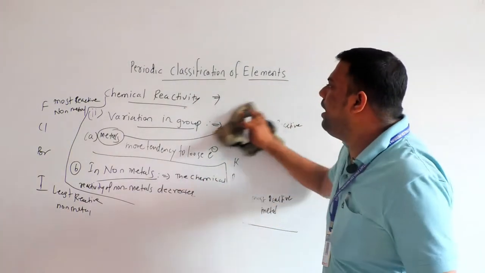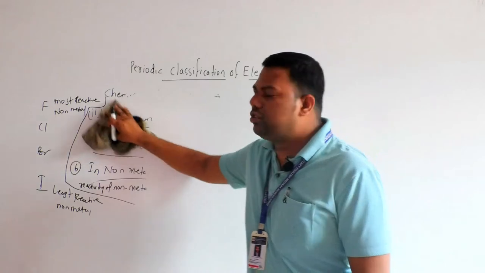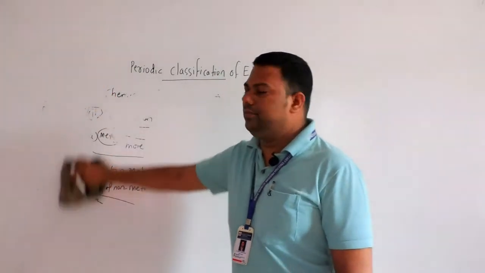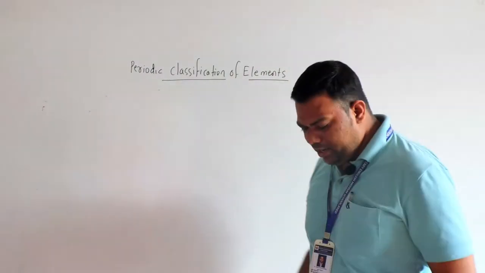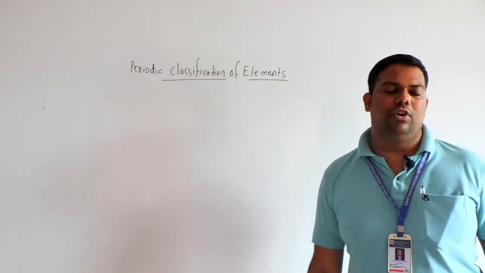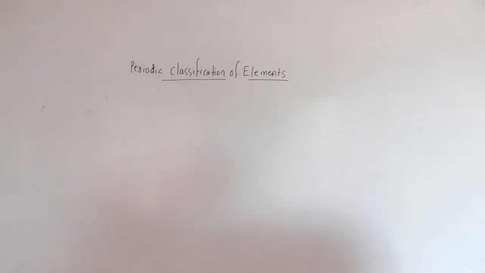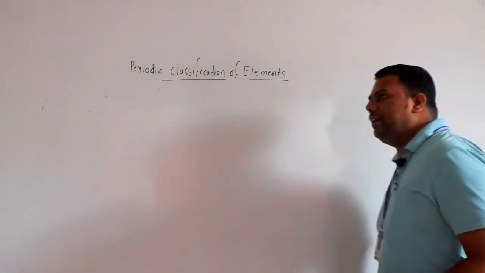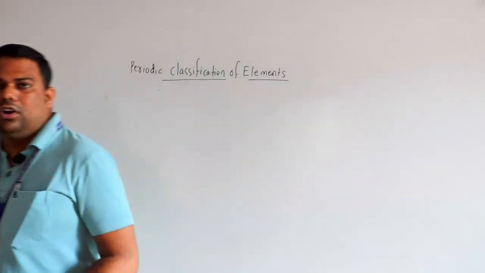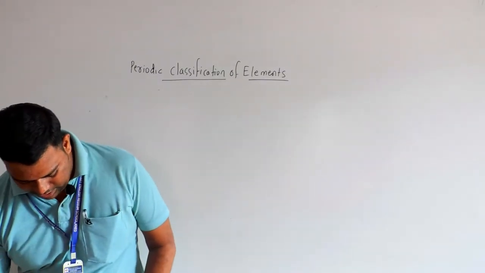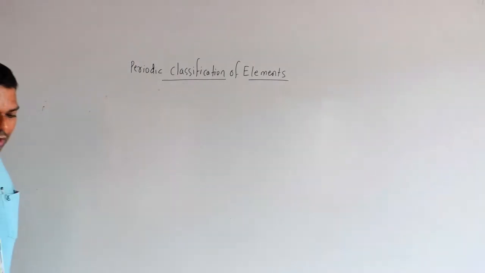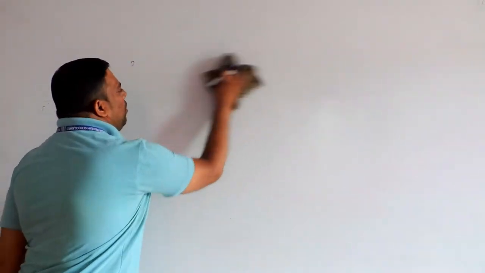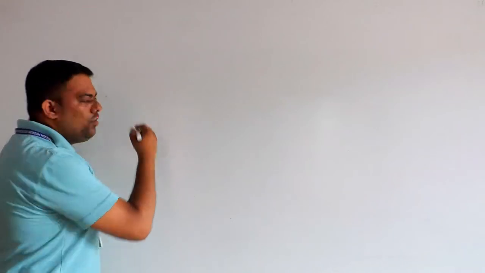So you have to keep in mind regarding chemical reactivity. We saw what will happen in a period, and why it happens like this. Downside, the chemical reactivity of non-metals decreases down the group because the tendency to gain electrons to acquire stable electronic configuration decreases. Okay? Understood. Now we will discuss our next point, beta, about valency.